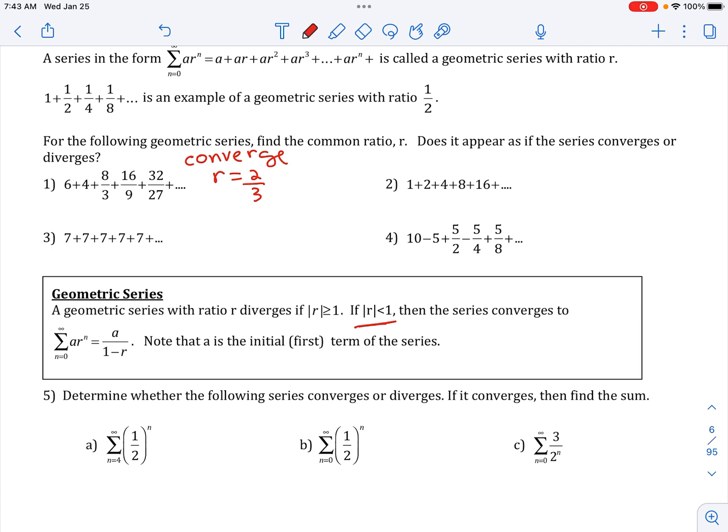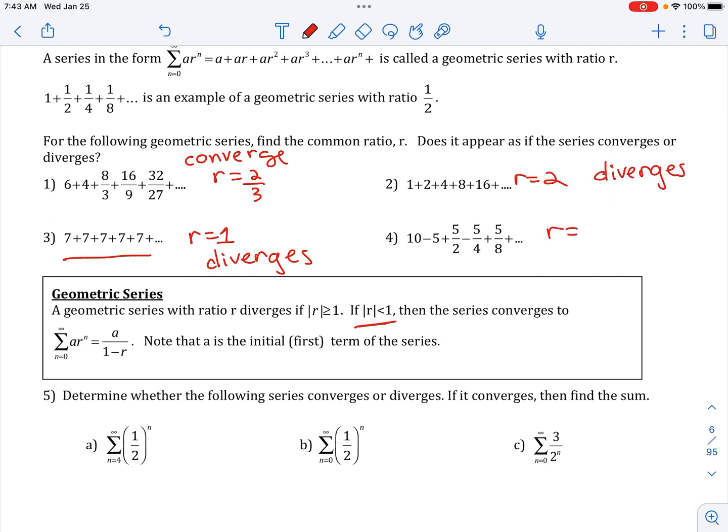This one, you're just multiplying by 1 every single time. So think about it intuitively. If I just keep adding 7 infinitely, this is just going to get bigger and bigger. So there's no way this is going to approach a sum. So this diverges. Here, you're just multiplying by 2 every time. So this is not going to approach a sum. So we say this diverges.